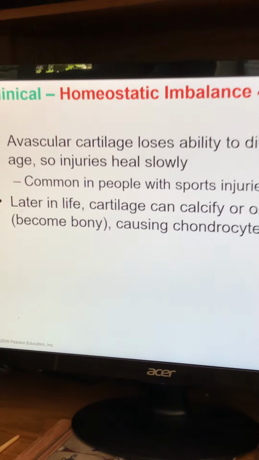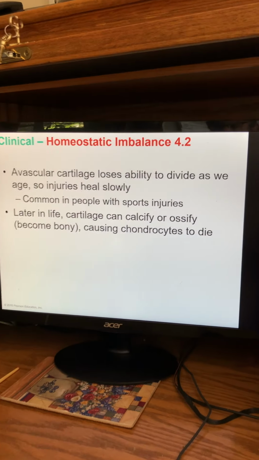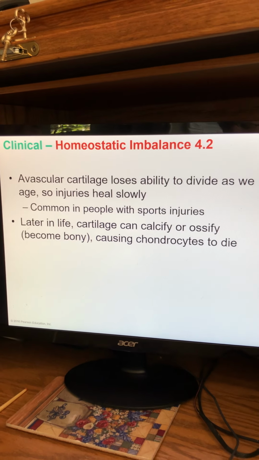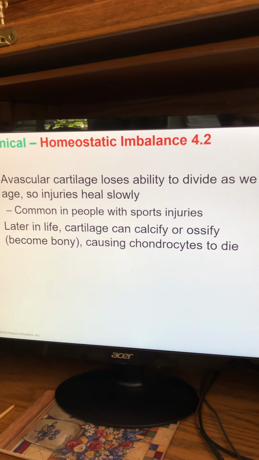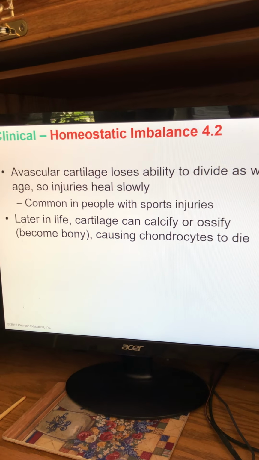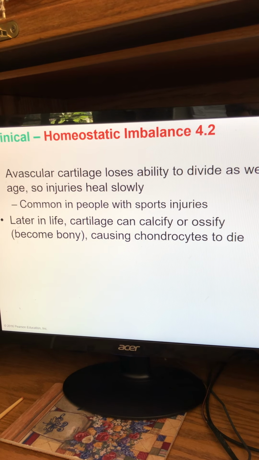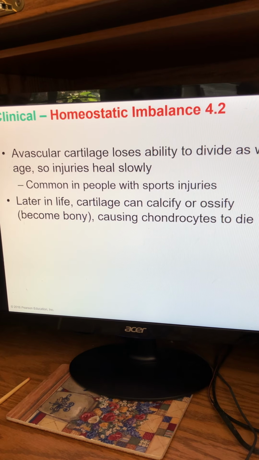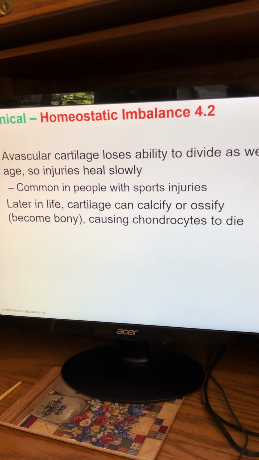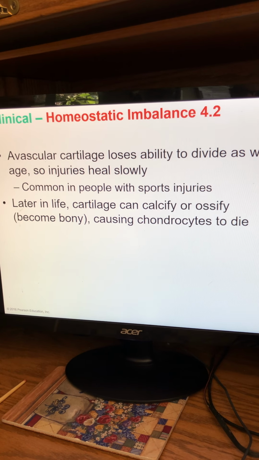So that takes care of the connective tissue and particularly the cartilage. And as I mentioned before, the avascular cartilage, because it does not have a vascular system at all, loses the ability to divide as we age. So anytime you injure yourself, those injuries are going to heal slowly.